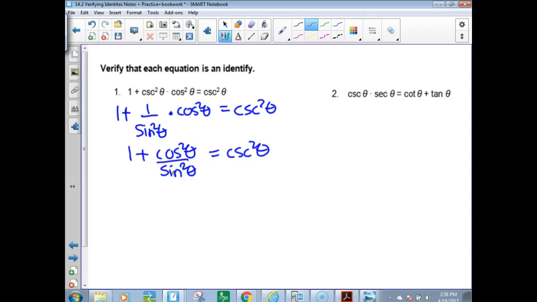What's cosine squared over sine squared? Yeah, that'd be 1 plus cotangent squared theta. And that's one of our identities from the manipulation of the Pythagorean identity. 1 plus cotangent squared equals cosecant squared, doesn't it? Isn't that in our identity bank? So what you would show is that this side, left side, is cosecant squared theta. So left side equals right side.